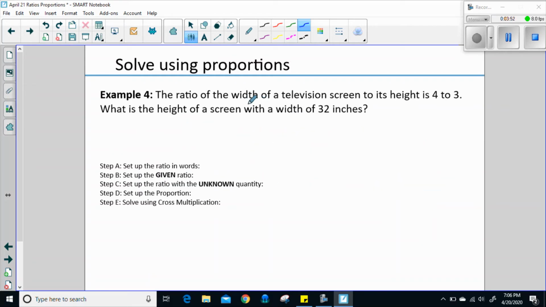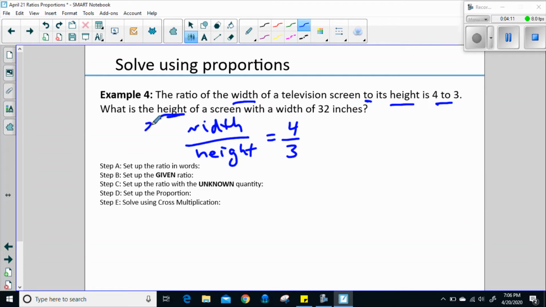Now let's do some solving. So now I want to figure out that the ratio of the width of a television screen to its height is 4 to 3. So I know my width to height is going to be 4 to 3. And then my question says, what is the height? So I'm going to put my x there when I have a width of 32. So my width is going to be 32.